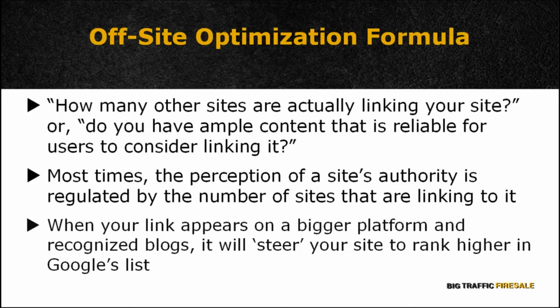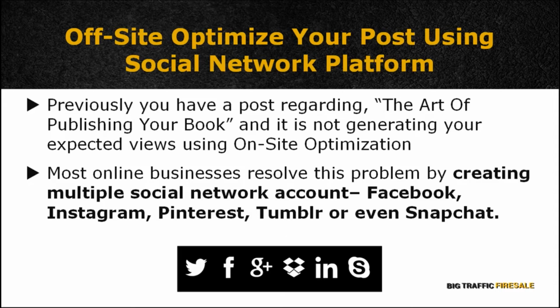Most times, the perception of a site's authority is regulated by the number of sites that are linking to it. When your link appears on a bigger platform and recognized blogs, it will steer your site to rank higher in Google's list. For example, previously you have a post regarding the art of publishing your book. It's generating views on site optimization. However, your traffic is not meeting your expectations. So you wanted to use the off-site optimization agent by linking your main site to other platforms.